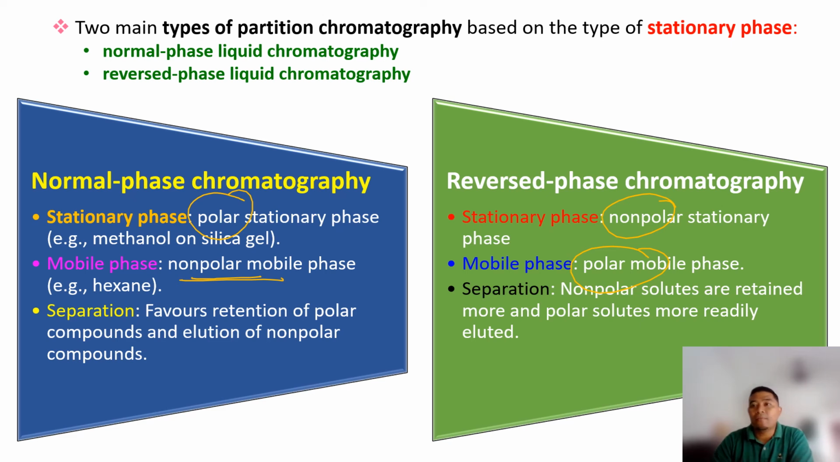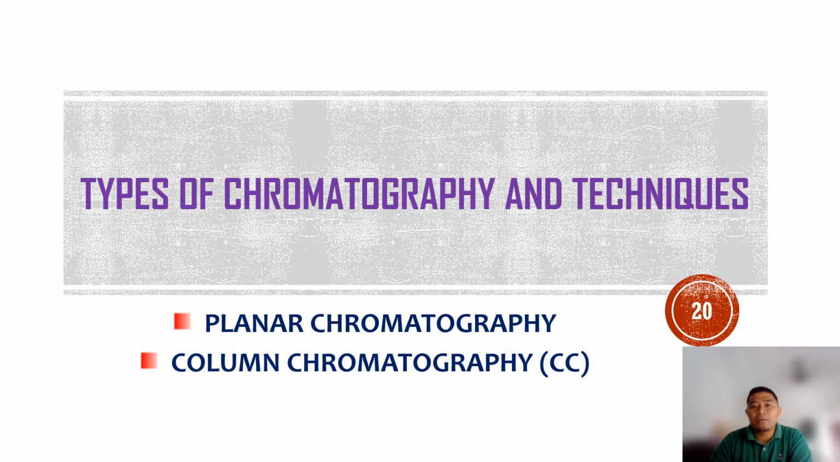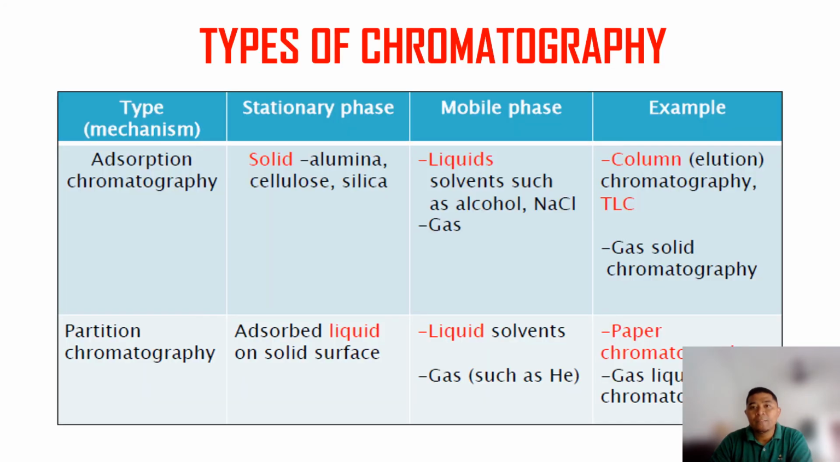Okay, so this one you can read by your own. Okay, type of chromatography and technique. So we have planar chromatography and column chromatography. So saya dah simplifiedkan dalam table ni type of chromatography, which is absorption chromatography, type of stationary phase, type of mobile phase, and example. Kita kena pakai. So for absorption chromatography, solid, dia punya stationary phase is solid, either alumina, cellulose, or silica.